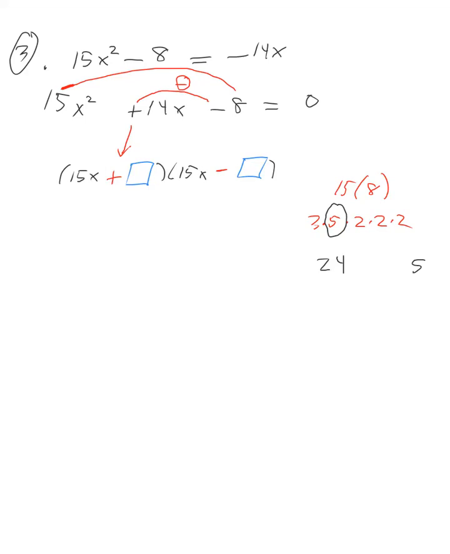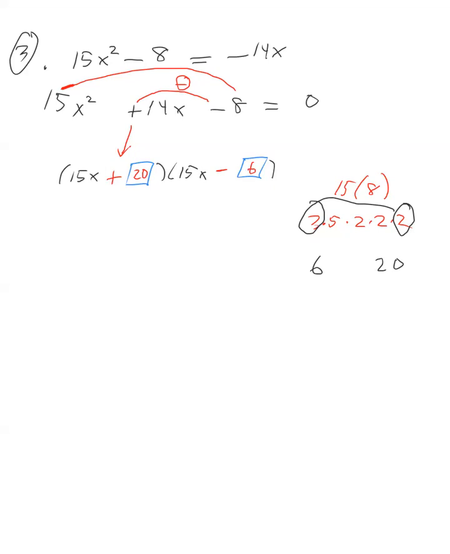That would still not make a 14. So what about if I did the 2 and the 3 together? That would make a 6, and then the 5 times the 2 times the 2 together, that would make a 20. The difference between 6 and 20 is equal to 14. And I have to put the biggest one first. So put the 20 in this box and put the 6 in this box.